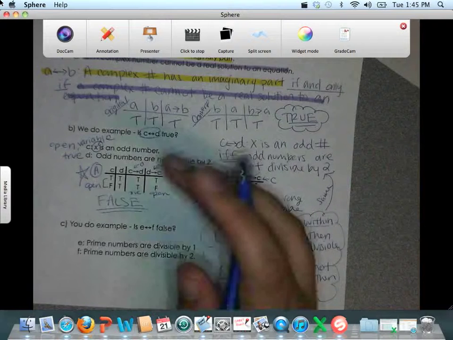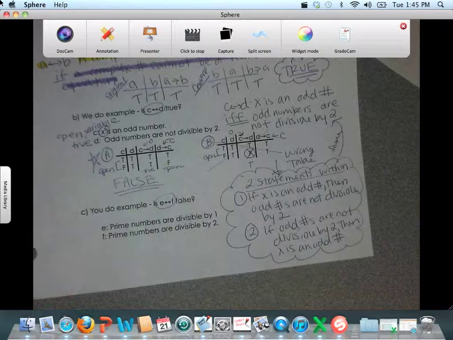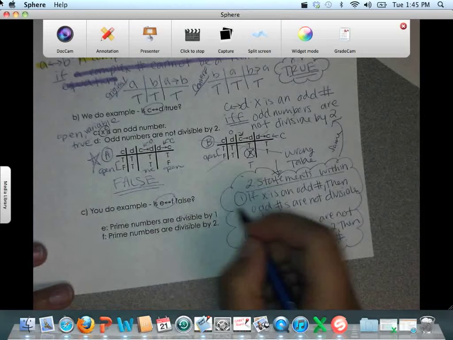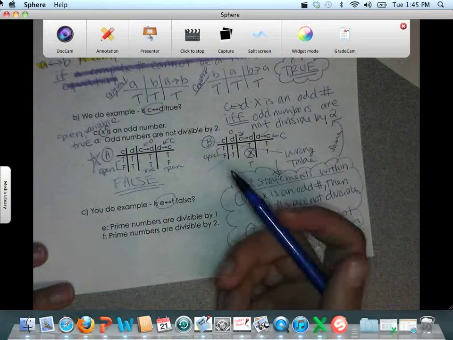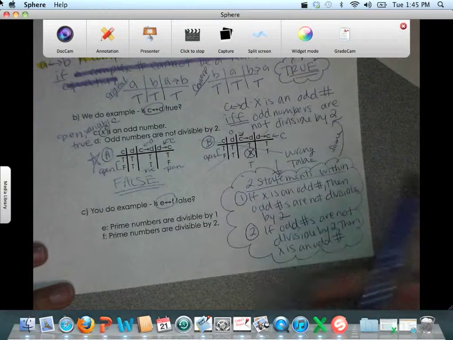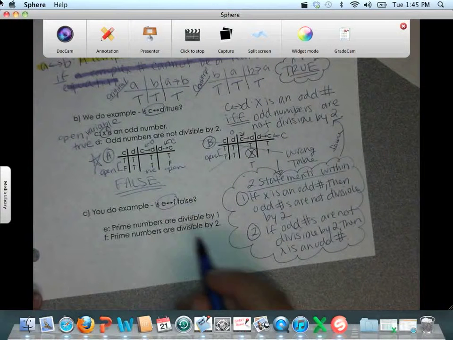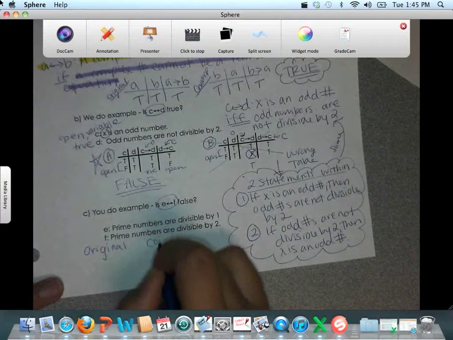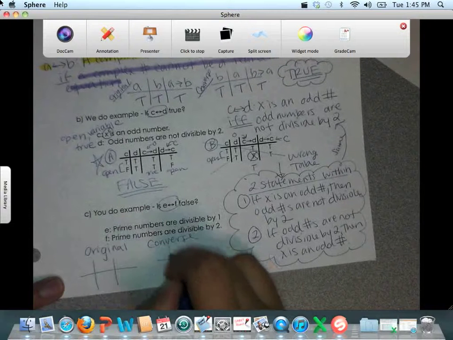Okay? Last example, all right? They want to know if this is false. Now, they didn't tell me to write any statement, but you should take this and add in IFF between it, or if and only if. So it would become prime numbers are divisible by 1, if and only if prime numbers are divisible by 2. However, all we want is a truth table. So I'm going to do two tables. I'm going to do one for the original and one for the converse. Okay, so we have this one and this one.